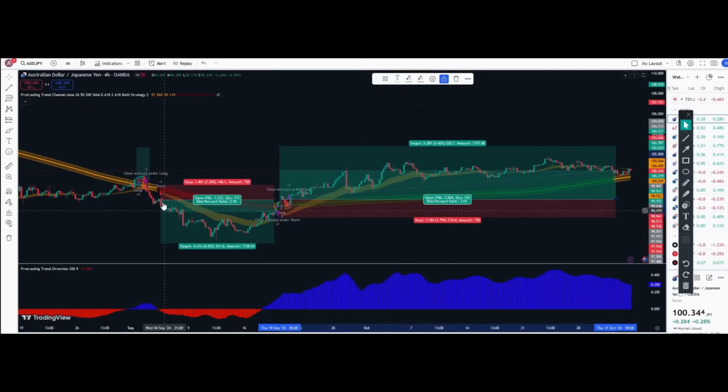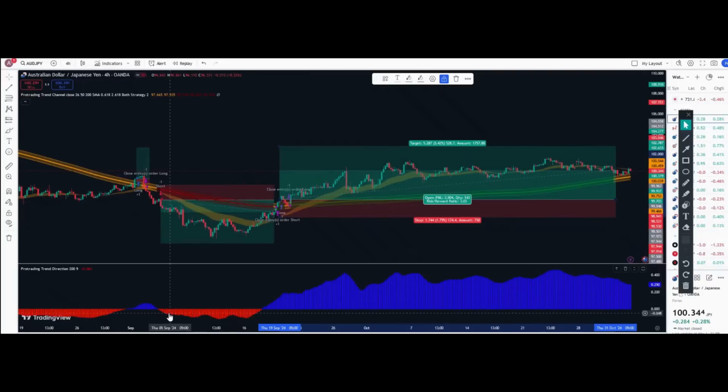And for a sell signal, what you need is to make sure that first you have the price trading below the cloud and also trading below the trend channel. So when you have these two, it means you are currently in a downtrend.